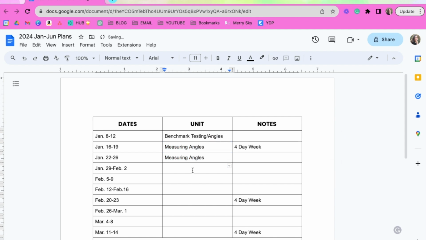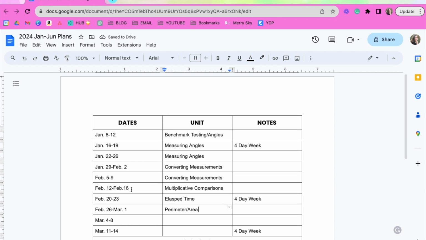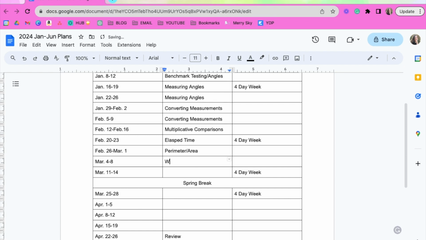Then we go into converting measurements, and that takes us, I believe, 2 weeks. Yep. Then we have the multiplicative comparison. Okay, that's a week-long unit, and elapsed time is a week-long, and perimeter and area is in the same week. We've already covered area when we taught area model, so it's really just review. All right, and then what we like to do is hit all word problems because we have multi-step word problems, so we like to spend a good solid couple weeks on that.